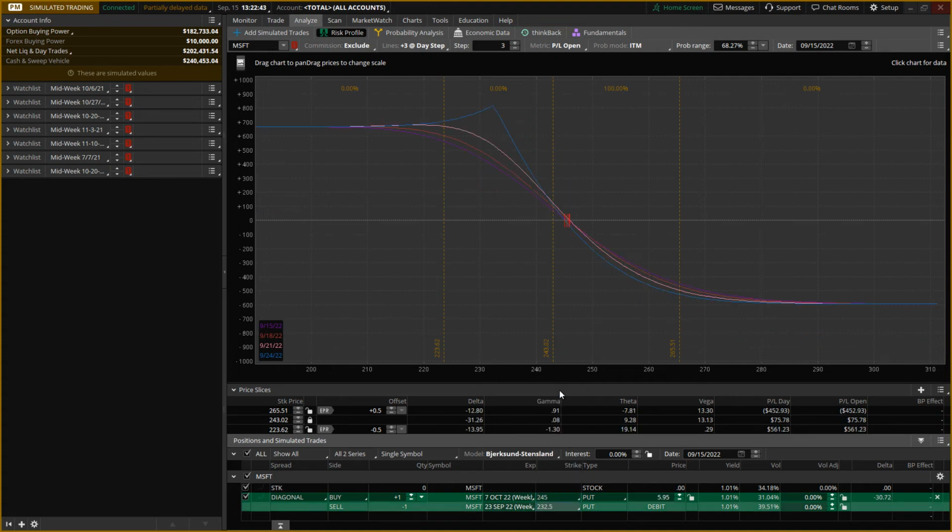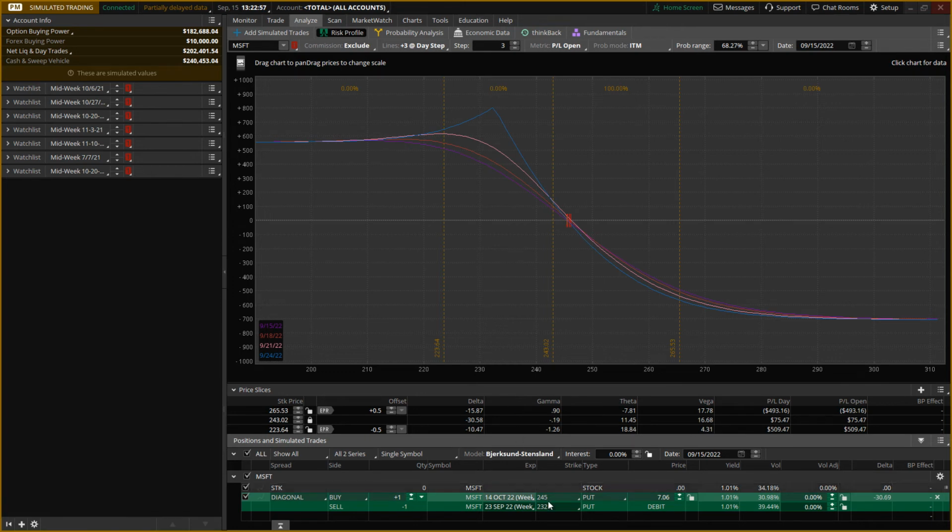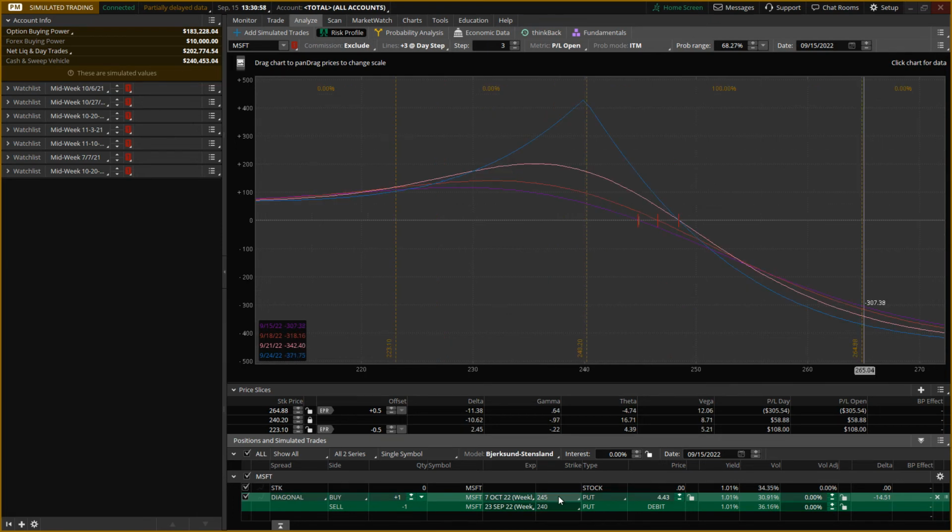232.5. So we're getting a little further out. However, that's more expensive, isn't it? So I'm going to have to do this longer term. So I'm going to move this from the 17th to, let's try the 14th. And it does offer a 232.5. Still $7.